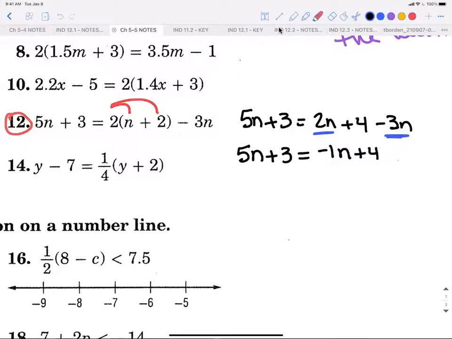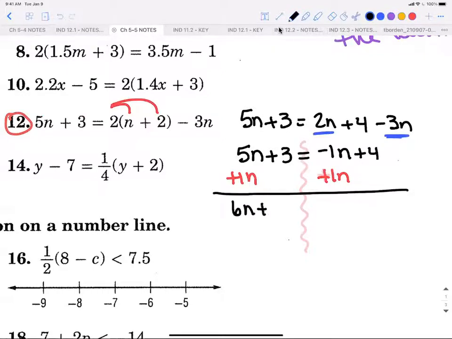So now it's time for the wall. And just really quickly, I just want you to see me work it out, so you probably can't write it down with me. But I've got plus 1n and plus 1n, which gives me 6n plus 3 equals 4. And there is a reason why I'm working this way all the way out, and I'll show you. Minus 3 and minus 3 leaves me 6n equals 4 minus 3, which is 1.